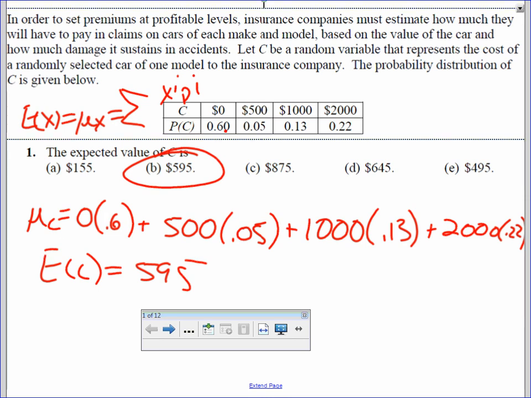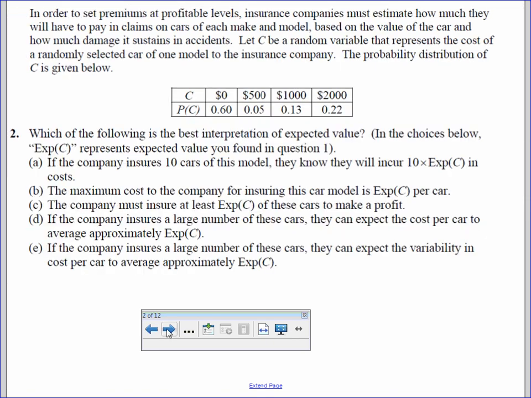Remember, you can also do this in your calculator. You can put the values in L1, the probabilities in L2, and then do a one variable stats using L2 as the frequency, and it'll get you the expected value and the standard deviation. Okay, next problem. I'm going to pause this, read the problem, then we'll go over the answer.